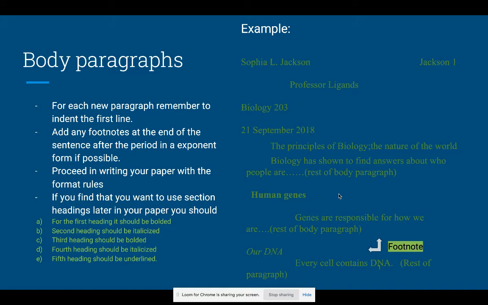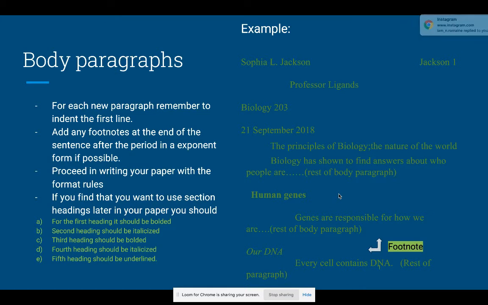If you want to use section headings later in your paper, the first heading should be bolded. The second heading should be italicized. The third heading should be bolded. The fourth heading should be italicized, and the fifth heading should be underlined. So it follows a specific format depending on the order of the heading. You could see this on the right.